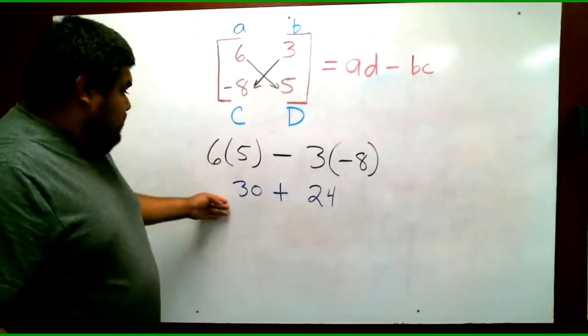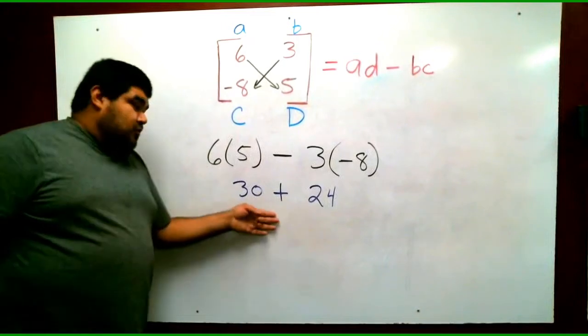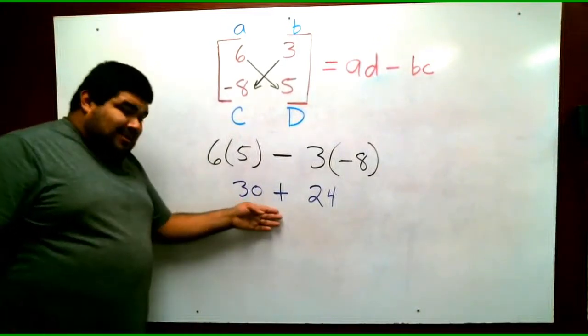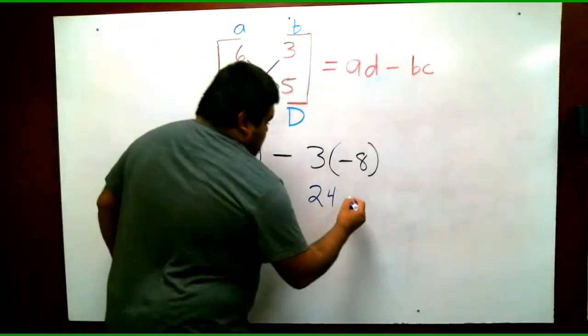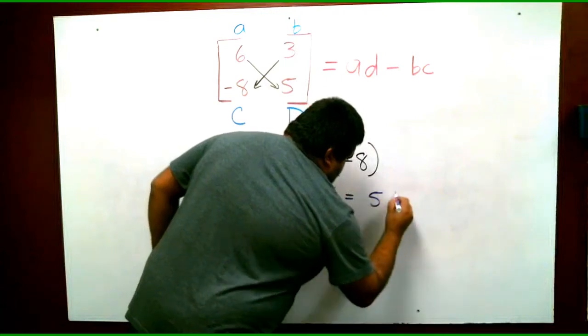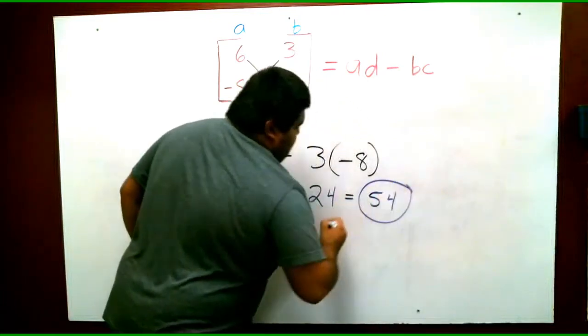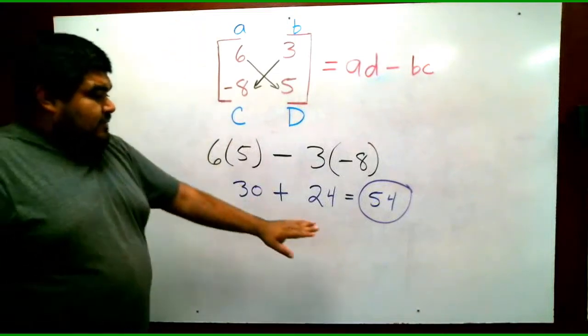Now that we have two numbers that we can combine, right? Because they're the same. No variable, they're just numbers. We can say 30 plus 24 equals 54. And that is our answer. So our answer for this matrix is 54.